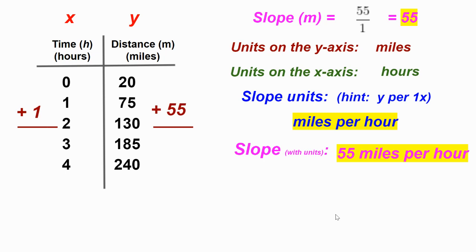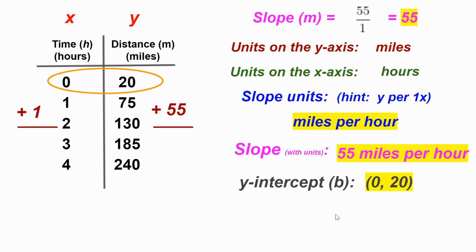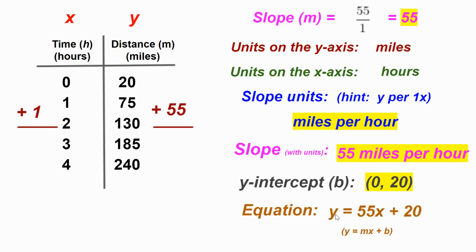All right, easy enough. Let's just review everything else. Where's that y-intercept? Always when x is 0. In this case, when the hours were 0, we had 20 miles right there, (0, 20). And remember, our equation is just slope times the x, add the y-intercept. So we take our 55 for our slope, 55x plus 20 for our y-intercept.